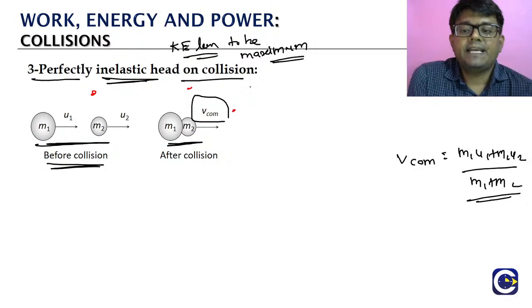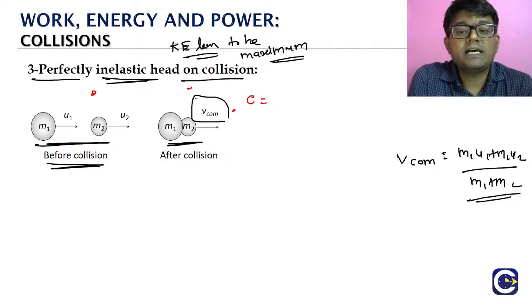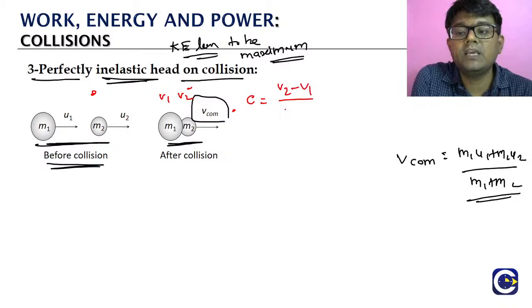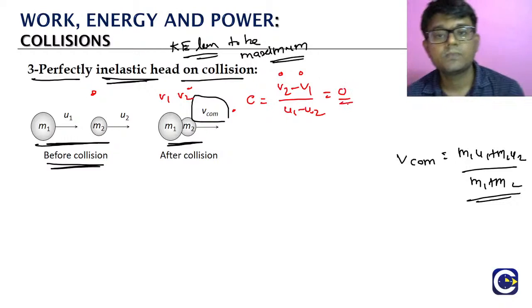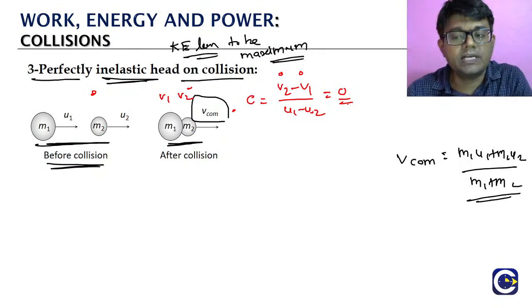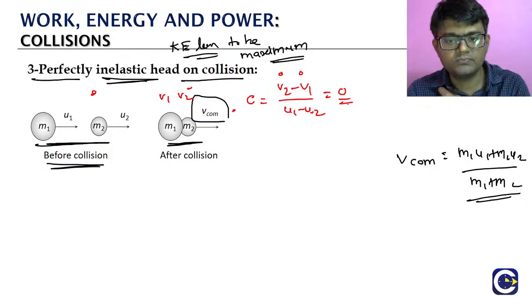In this case, what will be the coefficient of restitution value? Because they are sticking and moving together, v1 is equal to v2. What is the E formula? E is v2 minus v1 by u1 minus u2. So v2 equal to v1 means the numerator will be 0. So for the perfectly inelastic head-on collision, E will be 0.